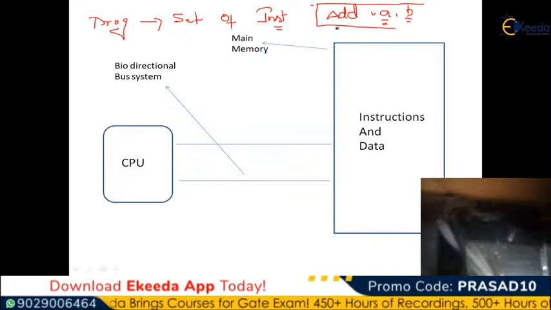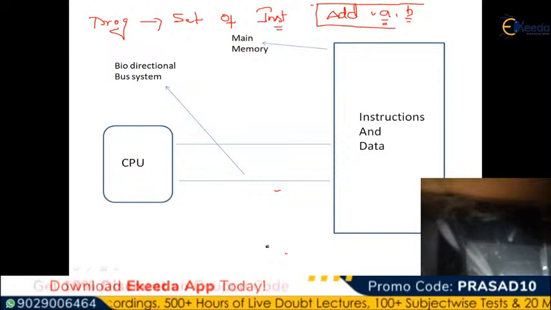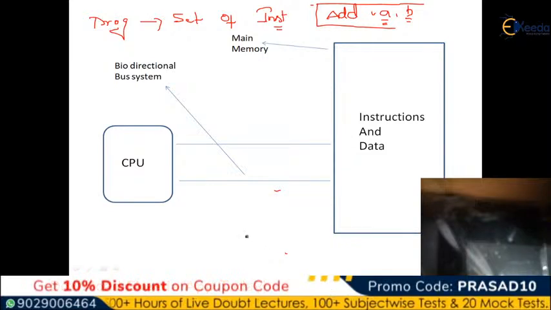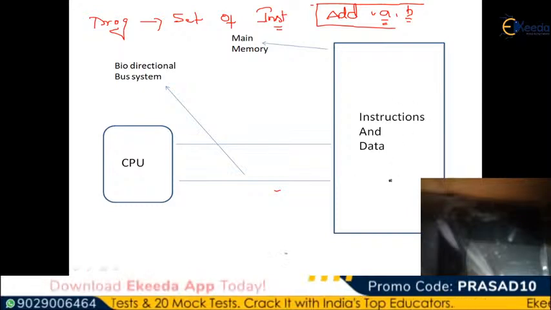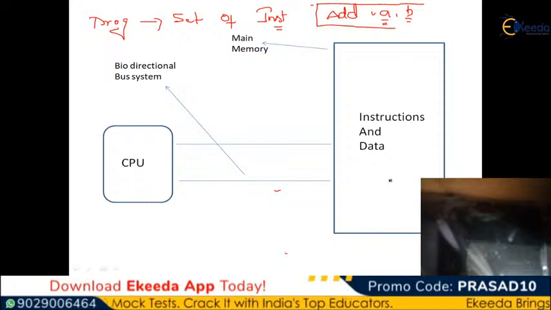Here, the main memory comprises instructions and data. There is an instruction part and there is a data part. The instruction part is going to hold the instructions and the data part is going to hold the data elements. More about the instruction part and data part we are going to see in the upcoming classes.